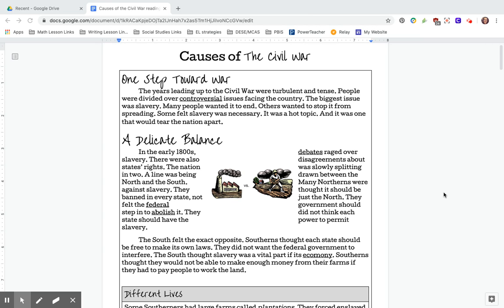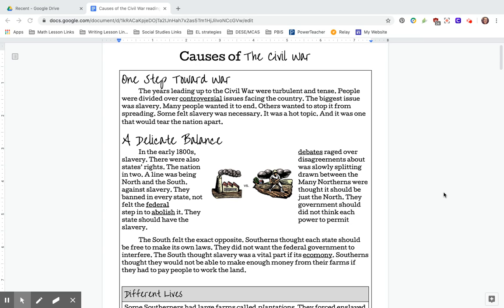Many Northerners were against slavery. They thought it should be banned in every state, not just the North. They felt the federal government should step in to abolish it. They did not think each state should have the power to permit slavery.